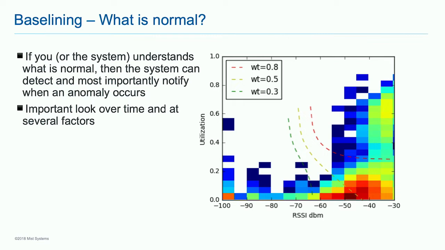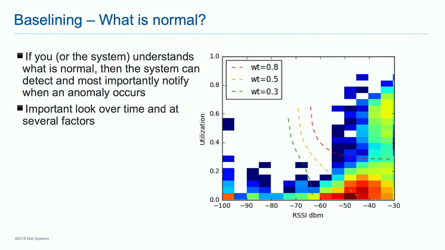So it's important for you or a system to understand what is normal on your network, to be able to detect, and most importantly, in my opinion, notify when there's an anomaly, when something is outside of the baseline or outside of normal. So it's important to look over time and look at several factors.